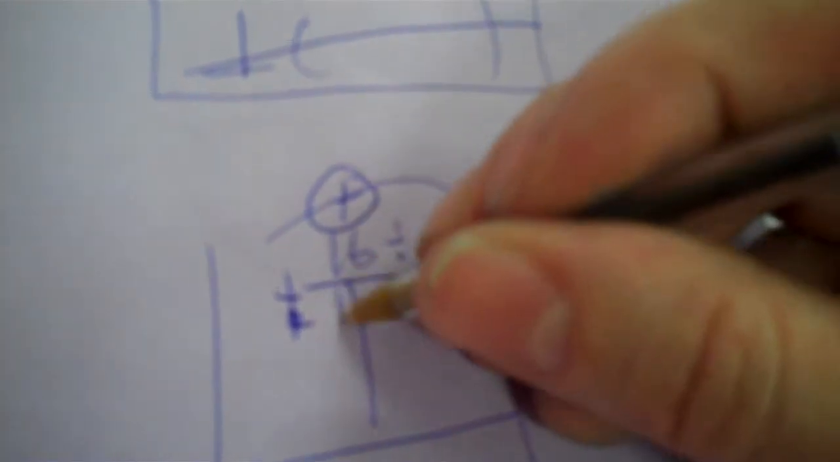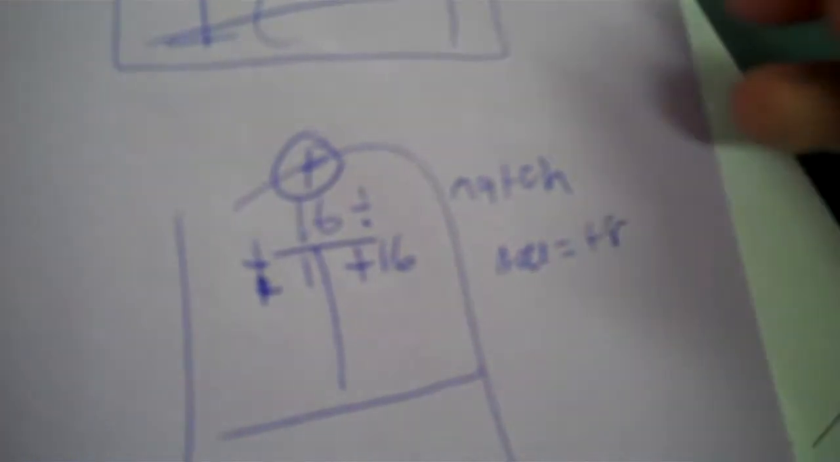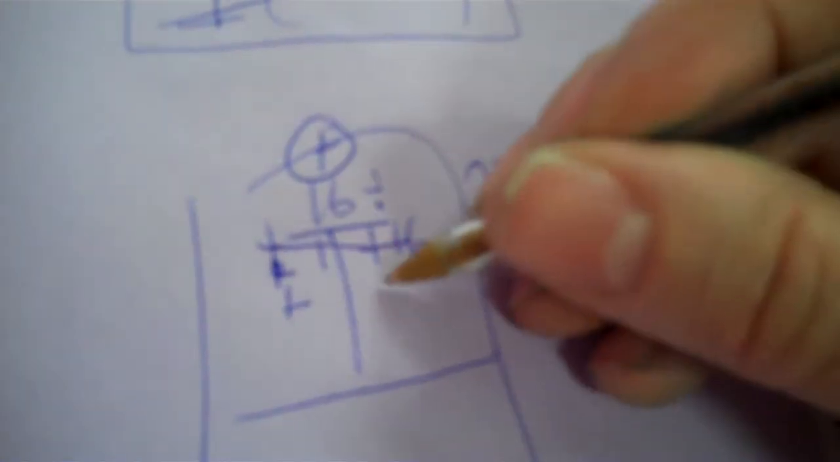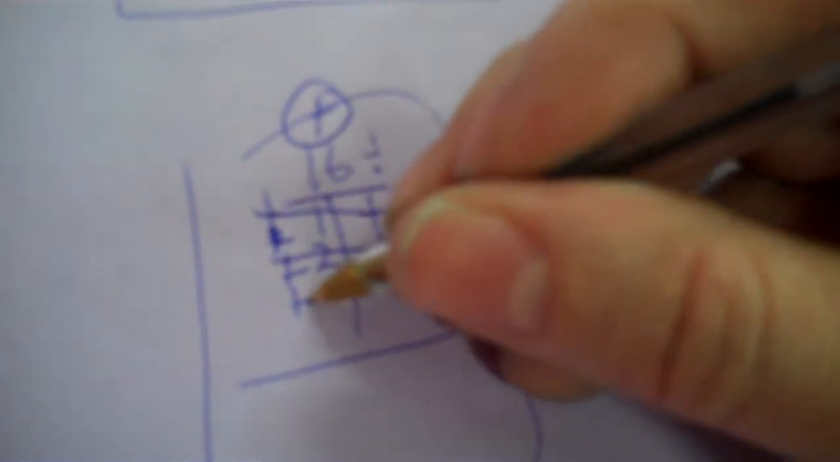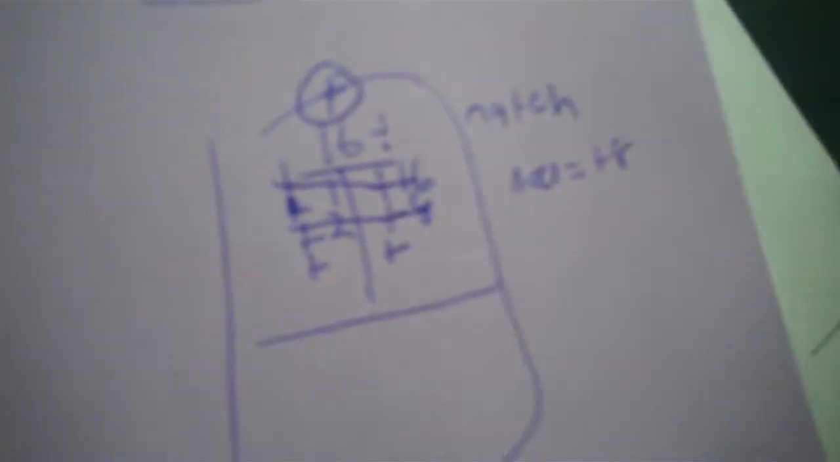So 16 divided by 1 is 16. Does that add to 8? No. 16 divided by 2 is 8. Does that add to 8? No, it's close. It's 10, but no. 16 divided by 3 is a decimal, so skip it. 16 divided by 4 is 4. So put 4 and 4, and 4 plus 4 is 8. That's why it's called a perfect square, because it's the same two factors.